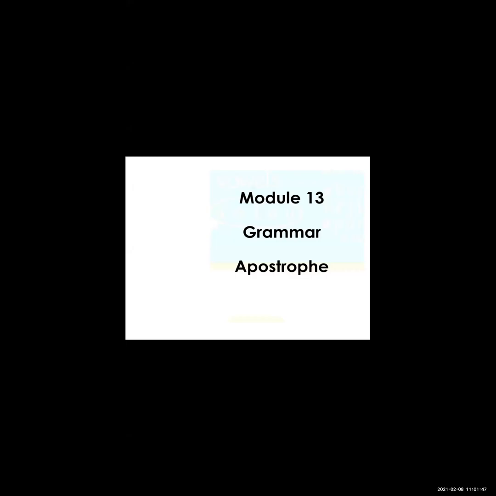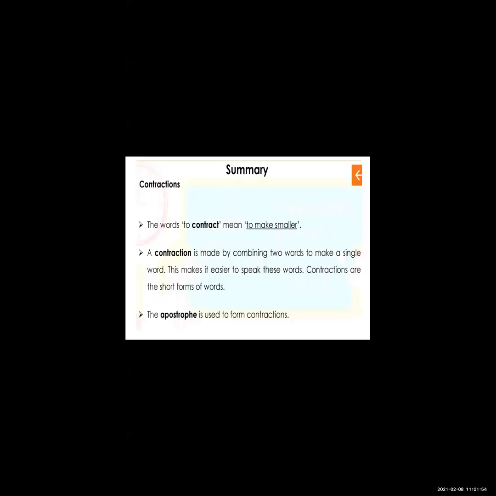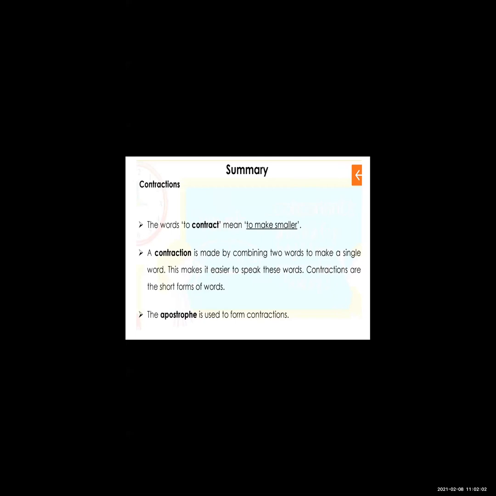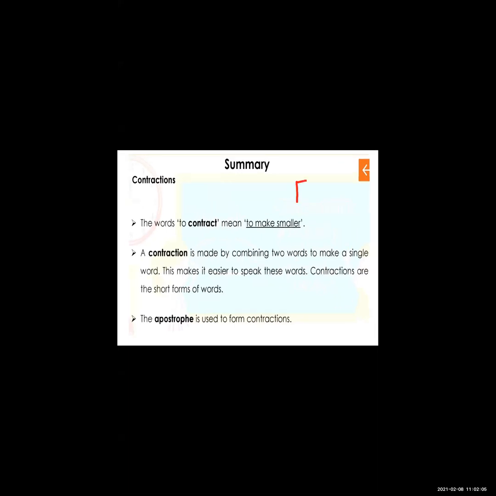Yes, today we are going to learn about our module number 13, apostrophe. See here, what is the meaning of apostrophe? Apostrophe is used when we form possessive nouns, when we have to show possession. It is also used when we want to indicate that a letter or letters have been dropped while shortening the word.